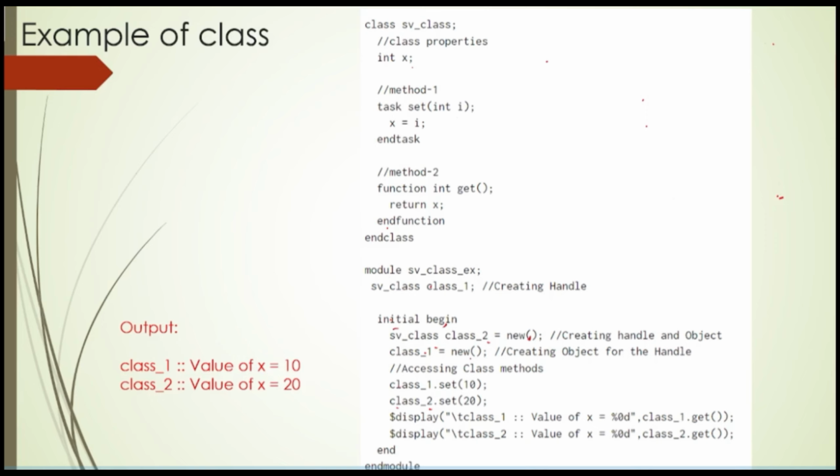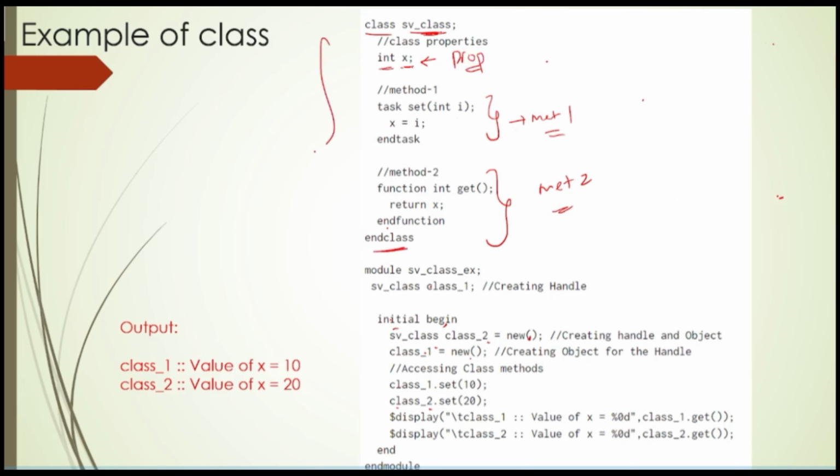Let us see a simple program, a simple example, so that you will understand it. I am writing a simple class here: class SV class. So the name of my class is SV class. It consists of int x, which is my property, and I am writing one task and one function. This is my method 1, this is my method 2, and this is my property. So I have one property and two methods within my class, and then end class.